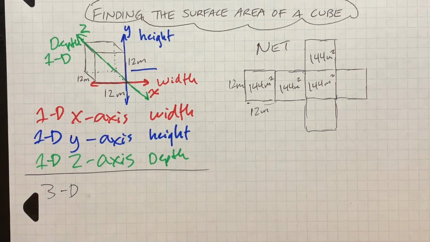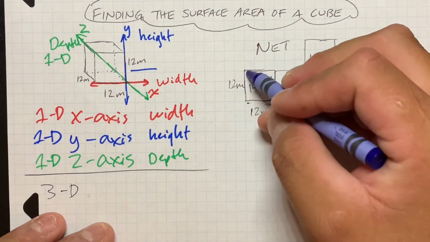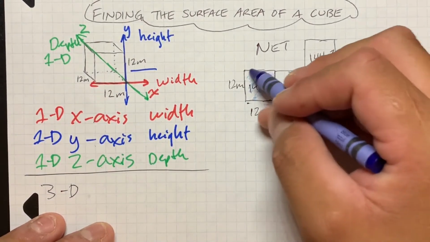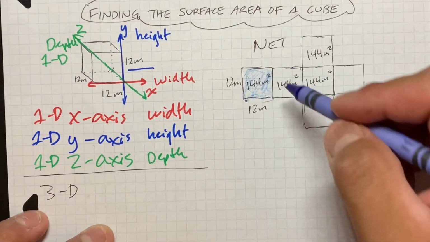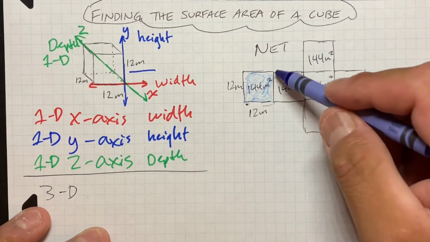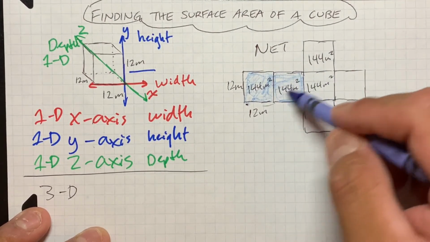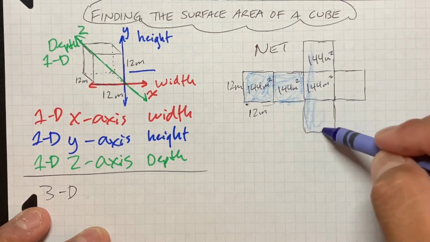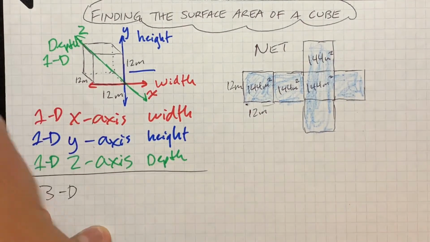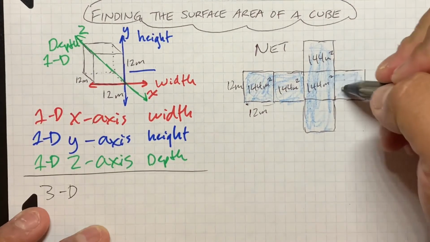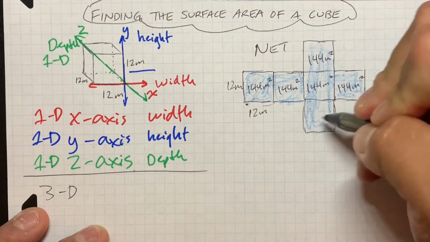So the area of this square would be the entire area inside of it. So let me get a crayon real quick. The whole area inside is 144 meters squared. Same for this one, and same for all of them, really. They are all 144 meters squared. Okay, let me just finish this up.